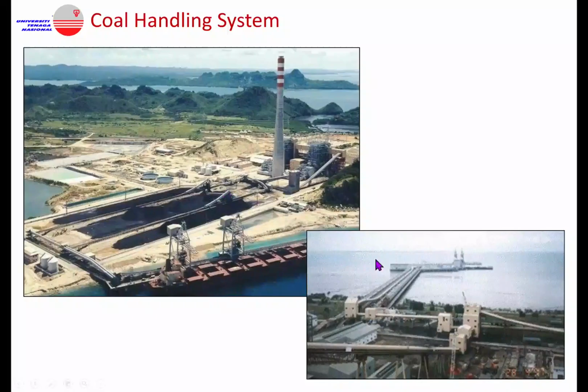Okay, in this picture you can see that the location of the jetty is slightly far from the power station. Probably the sea water level here is shallow. So somehow the ship is not able to dock very close to the station.